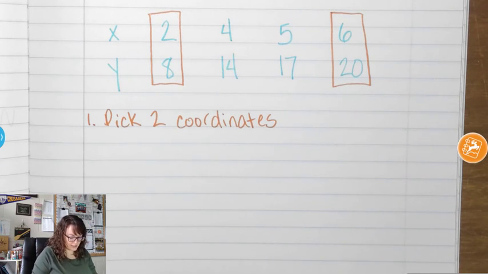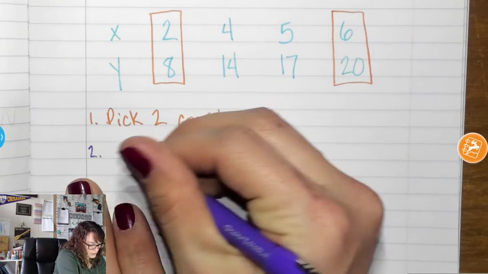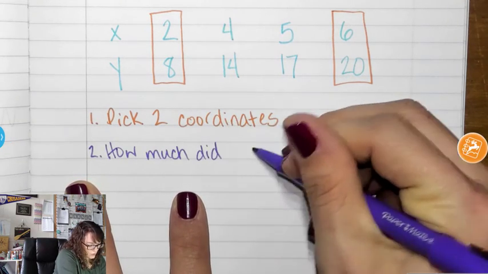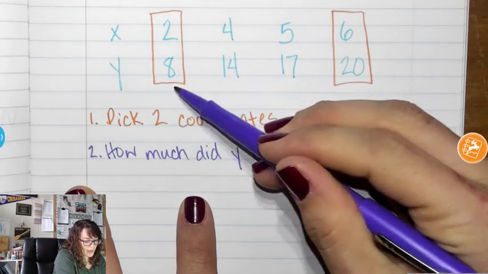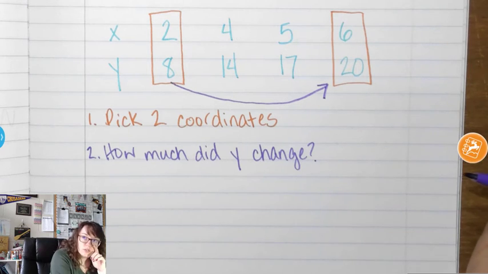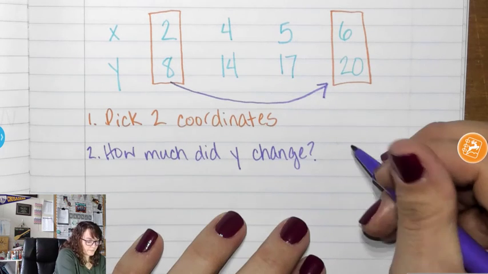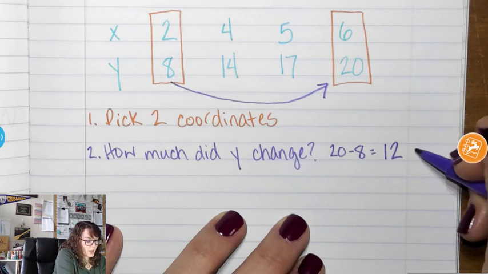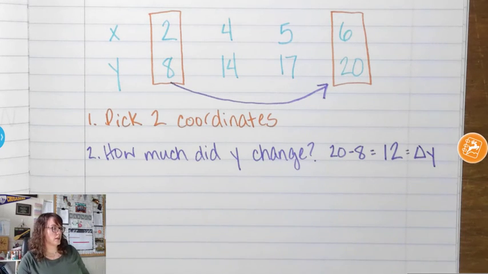The next part. Step 2. How much did y change? So from 8 to 20, what is the change? How do you figure change? 12. How did you get 12? Yep. So 20 minus 8 equals 12. So 12 is my delta y, because delta means change.